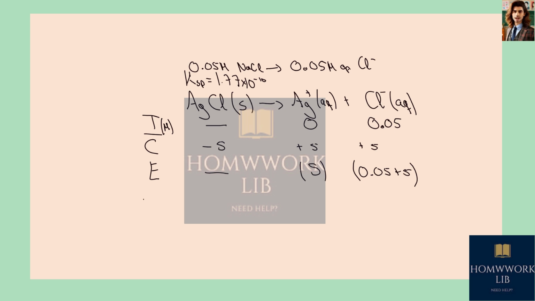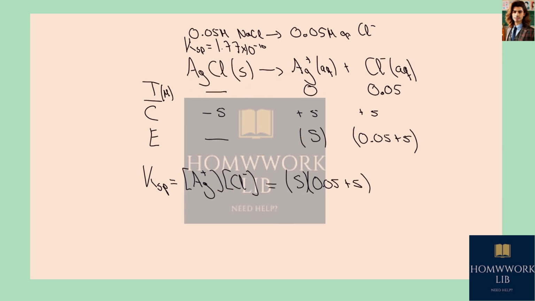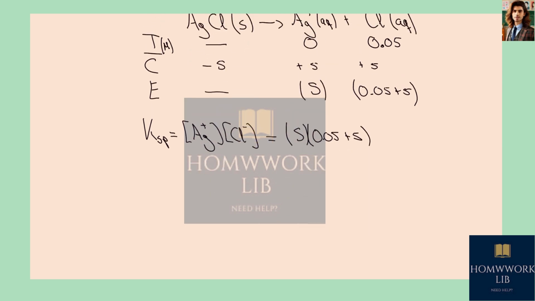So now we can write down our solubility product constant that, just as a reminder, is the product of the concentration of Ag+ times the concentration of Cl- in this case. Replacing the values, this becomes S times 0.05 plus S. So over here we have two different options. First of course, this is going to be equal to 1.77 times 10 to the minus 10.